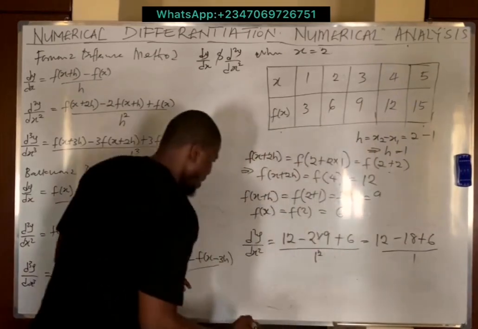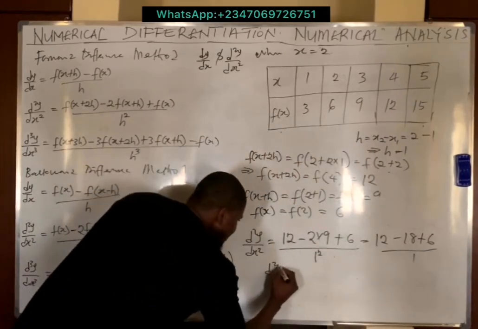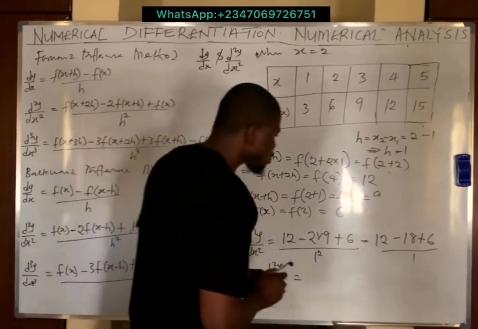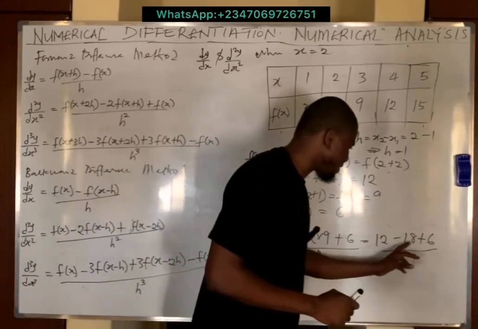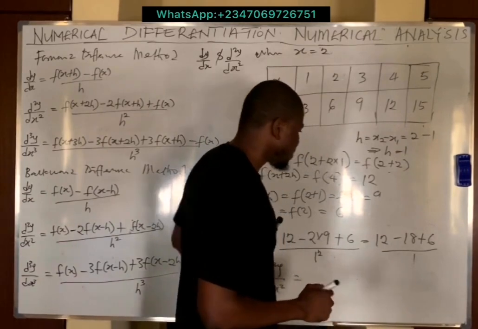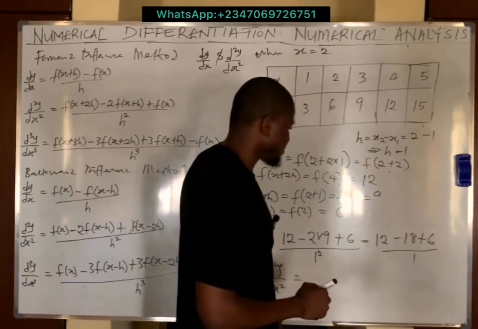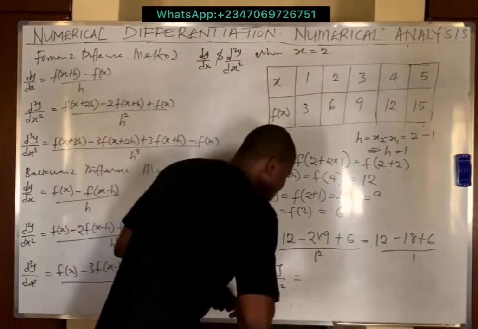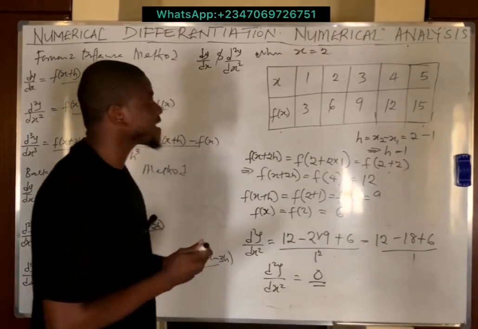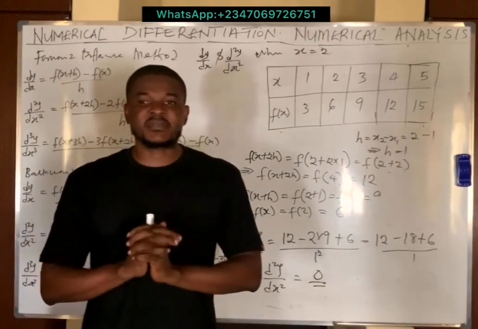So d squared y over dx squared is going to be equal to, we simply compute 12 minus 18, that is minus 6, plus 6, and that is simply 0. So it means the answer to this question is 0. So the second derivative approximation is simply 0. So d squared y over dx squared when x is equal to 2 is simply 0.